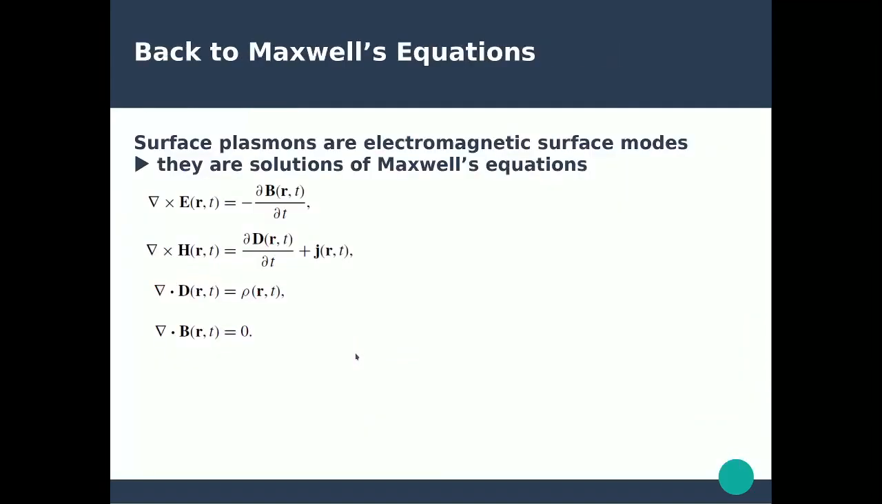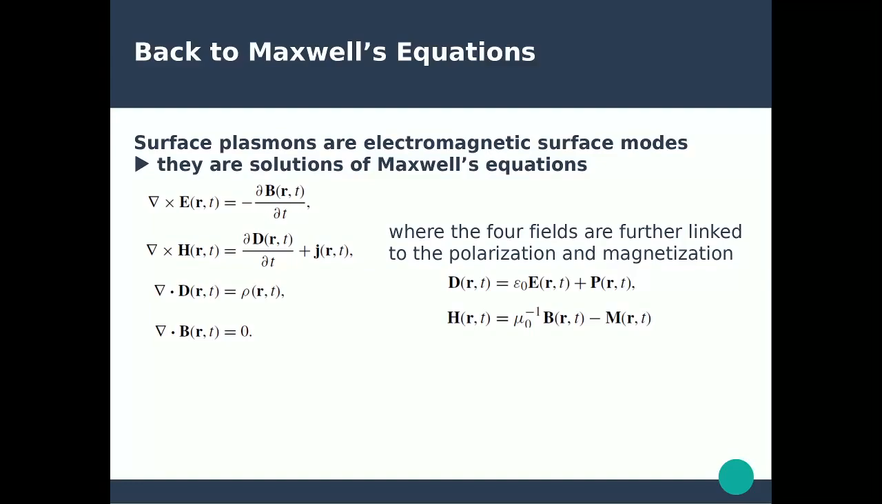So let's go back to Maxwell's equations. Surface plasmons are electromagnetic surface modes. They are solutions of Maxwell's equations. So if you want to calculate the plasmonic properties of a metal, looking at how this metal reacts when illuminated by an external electromagnetic field, you need to solve Maxwell's equations. You need to use the 4 fields: electric field, electric displacement, magnetic field, and magnetic induction, along with the polarization and the magnetization.